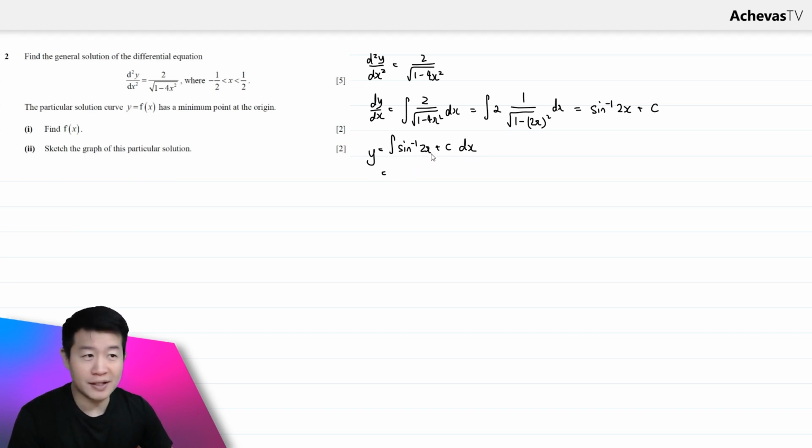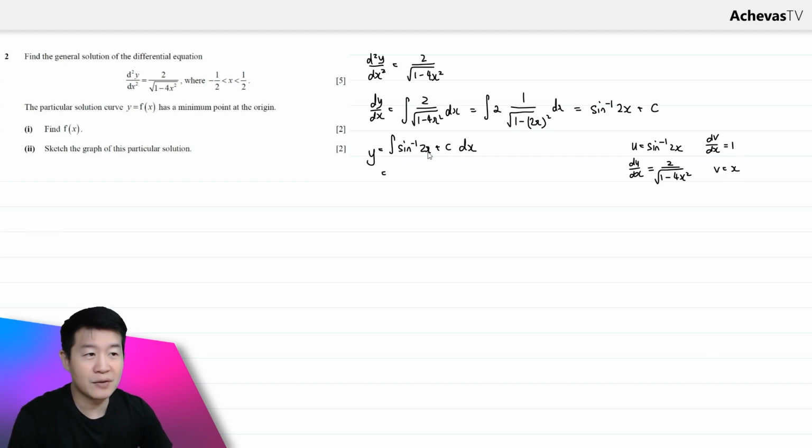And to integrate sine inverse 2x, I don't think there's any standard results, and probably for you guys who are already starting to do your prelims, the moment you look at this, you should be able to decide that integration by parts is going to be the strategy to integrate sine inverse 2x. So I'm going to apply integration by parts by letting u be equal to sine inverse 2x and letting dv dx be equal to 1. So du dx is equal to 2 over square root of 1 minus 4x squared. Then v, integrating this, is going to be equal to x.